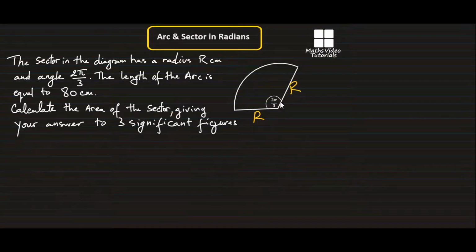So we've got this diagram, a sector with a radius r. This one as well is r. The angle in radians is 2 pi over 3, and the length of the arc is 80 centimeters. Let's write it down here. So this is the arc length.